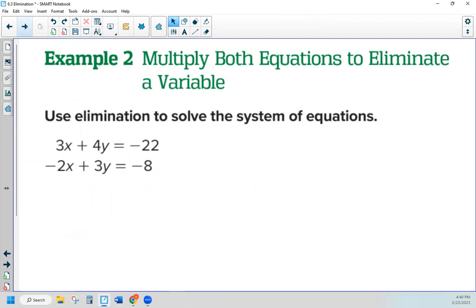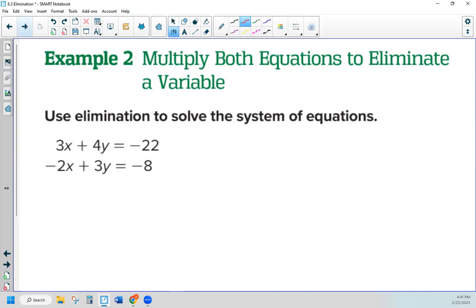So what do we have here? Look at the title: multiply both equations to eliminate a variable. Now, looking at these two equations, you have the coefficients 3 and negative 2, and 4 and 3. I'm focusing only on those. I don't care about the 22 and the 8 and the negative 8. What you want to do is ask yourself which of these will be easiest to get together in multiplication. The answer is that it doesn't really matter. It's whatever your brain tells you.